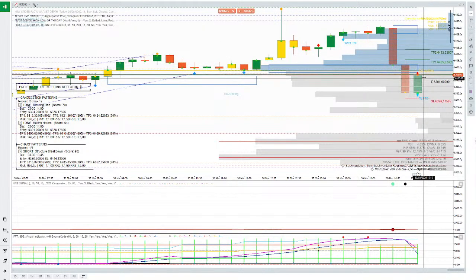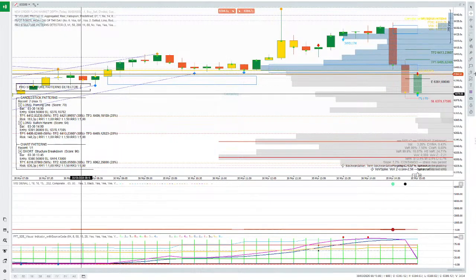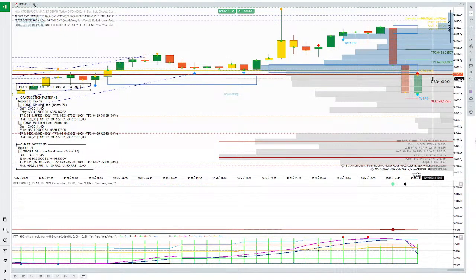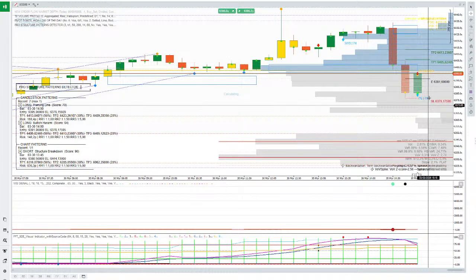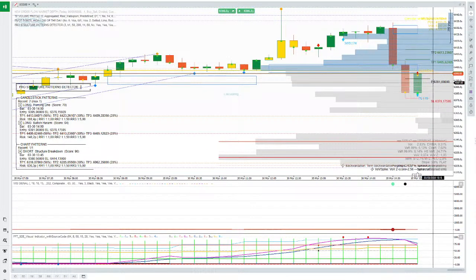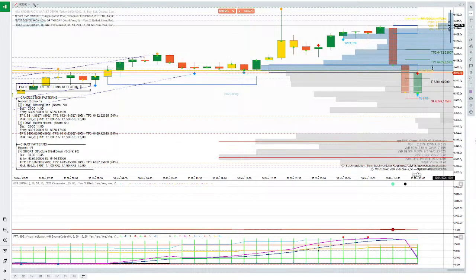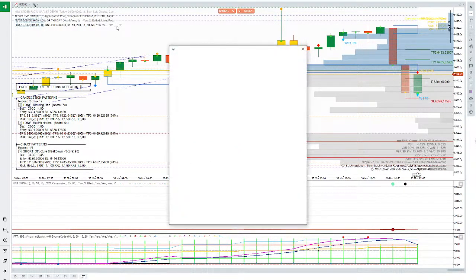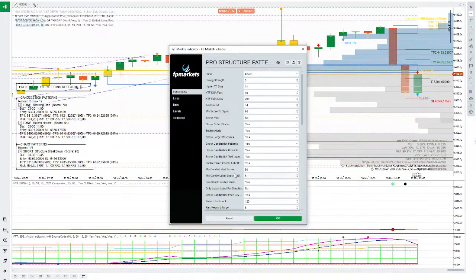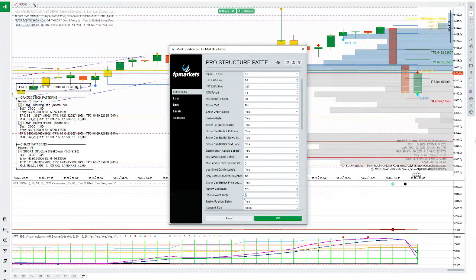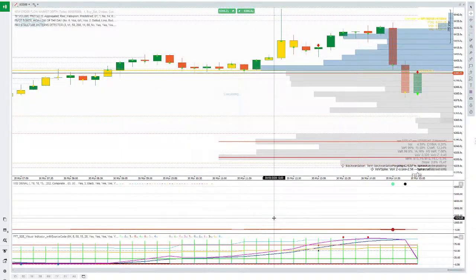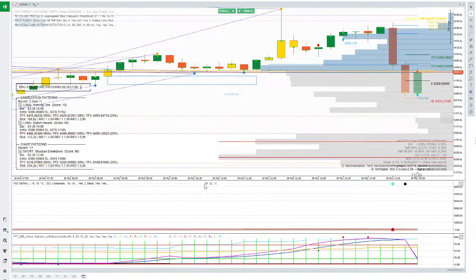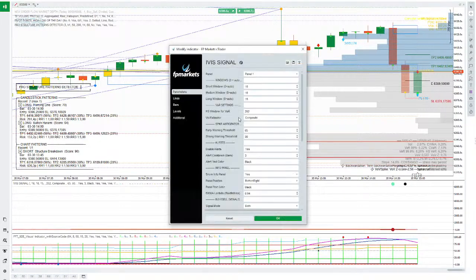But it's very nice to see the Pro Structure Pattern Detector. The black line here is the entry point, and we have the SL stop loss here. So it gives you exactly the trade. You have TP1, TP2, and TP3. Because I have exaggerated with the risk reward target, instead of 5 to 1, let's do 3 to 1. The signal is gone bonkers. We have stuff popping up all over the shop here.